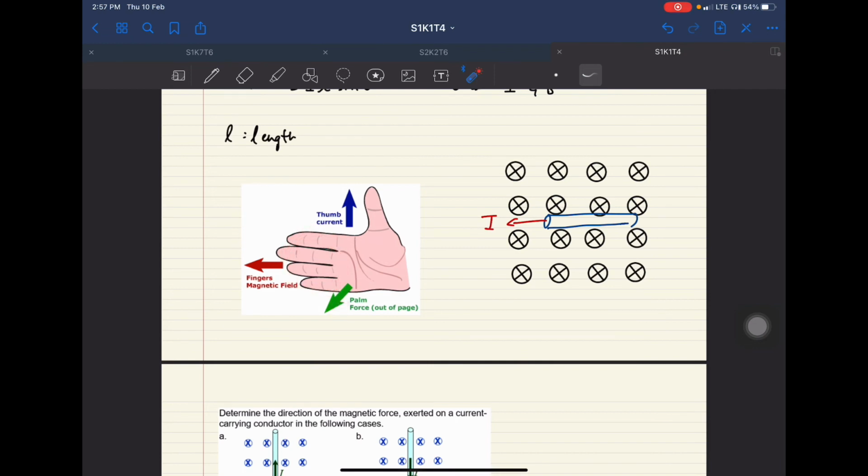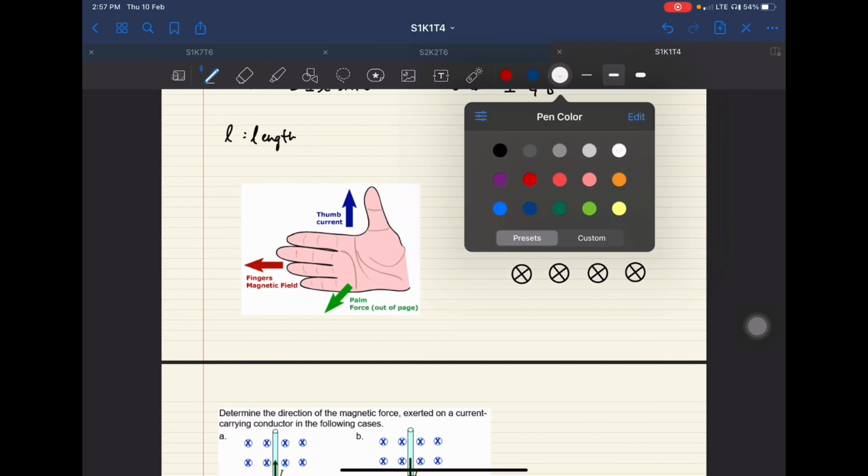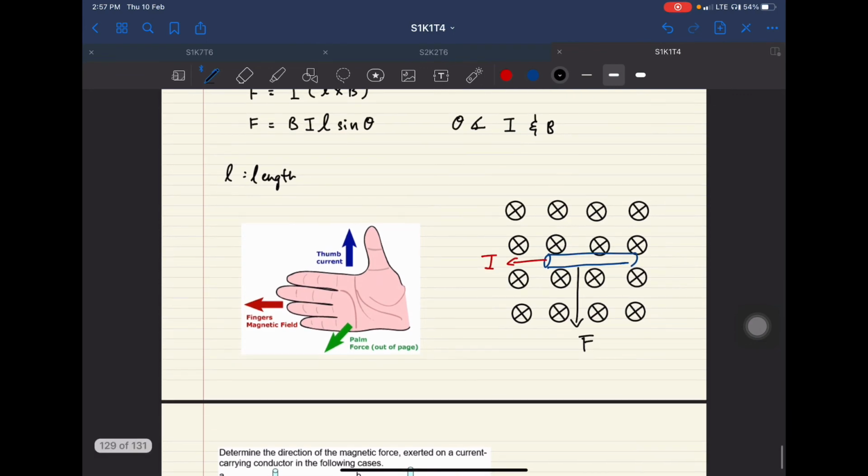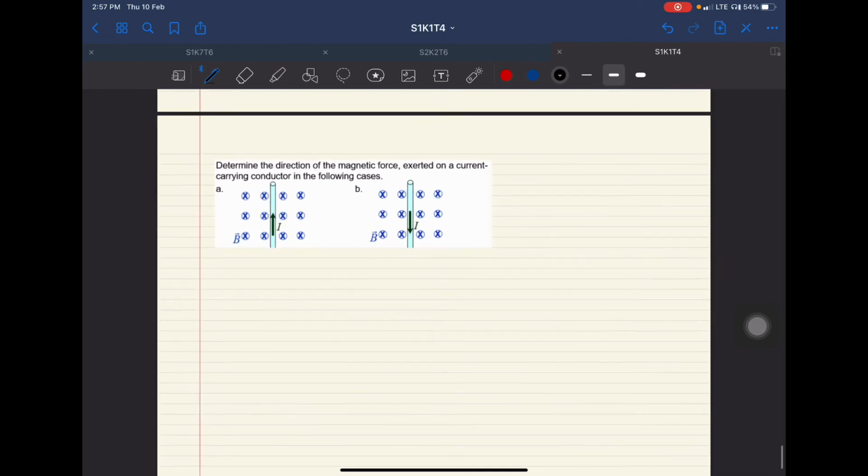So we only use the palm facing forward. In this example, the force will be pointing downwards, because your fingers are pointing into the page and your thumb is pointing to the left. I try to draw the hand. I think by now you should be okay. This is your B, so your force will be downwards. Okay, this is an example.